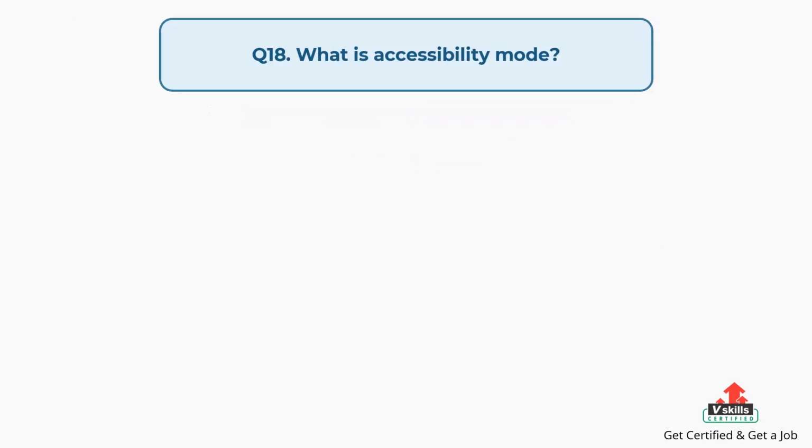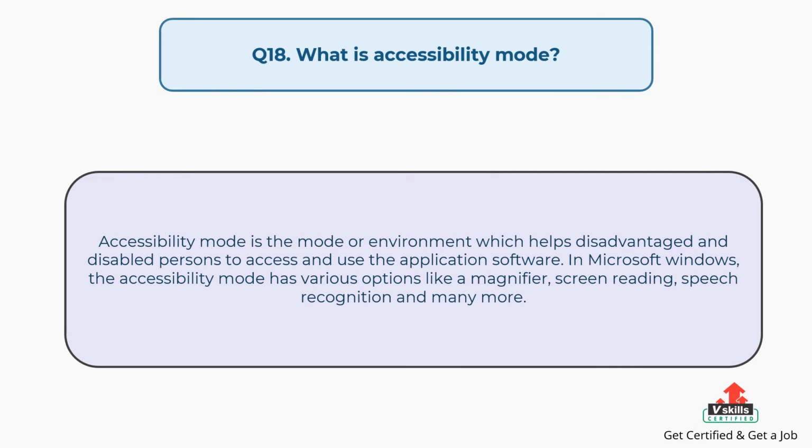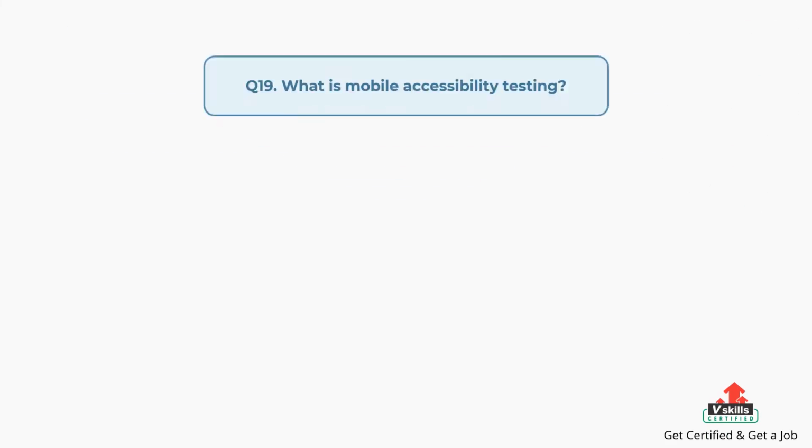Question number 18. What is accessibility mode? The answer is accessibility mode is the mode or environment which helps disadvantaged and disabled persons to access and use the application software. In Microsoft Windows, the accessibility mode has various options like a magnifier, screen reading, speech recognition and many more.